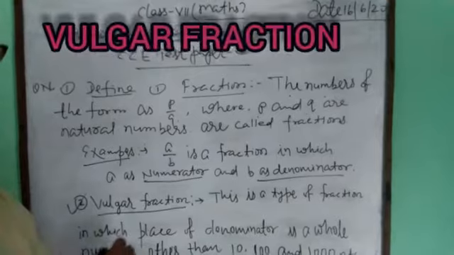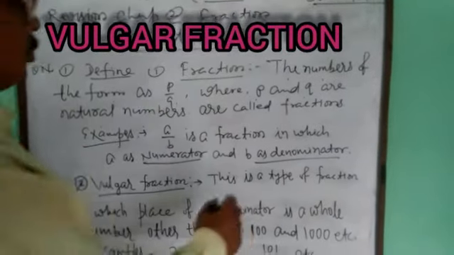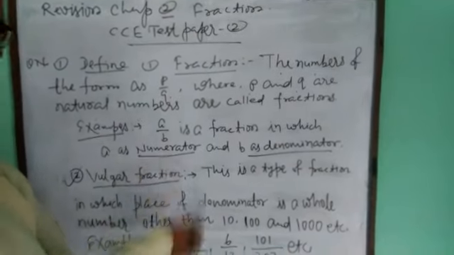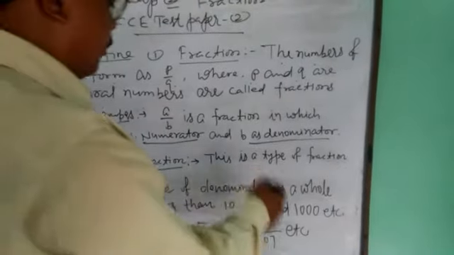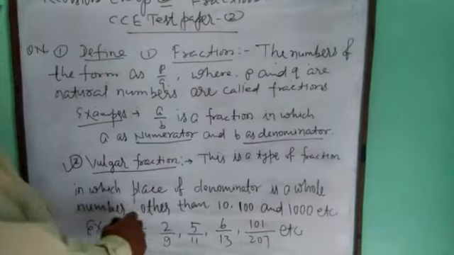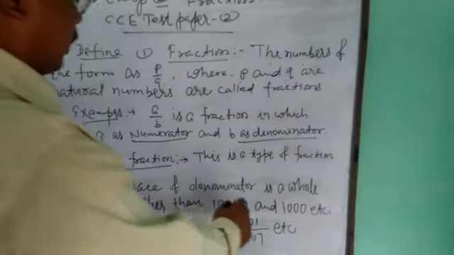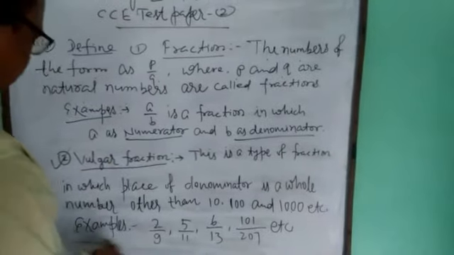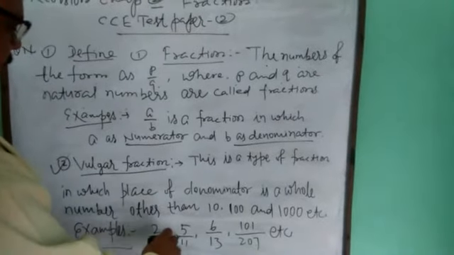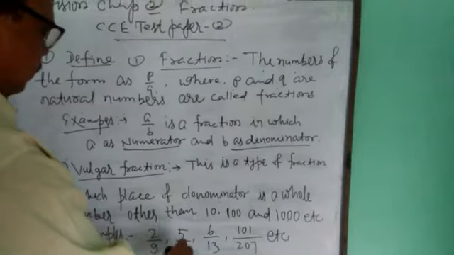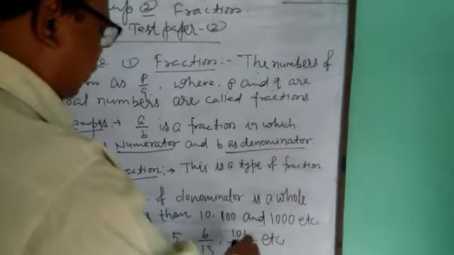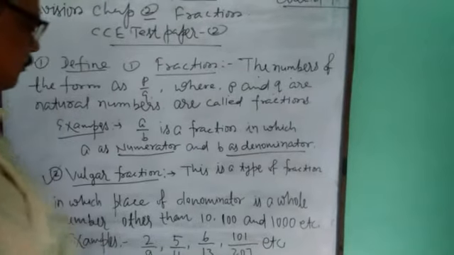Second definition, vulgar fraction. This is a type of fraction in which the denominator is a whole number other than 10, 100 and 1000 etc. For example, 2 by 9, 5 by 11, 6 by 13, 101 by 207 etc.